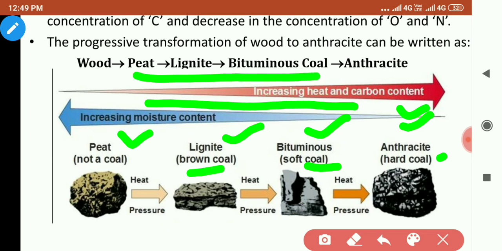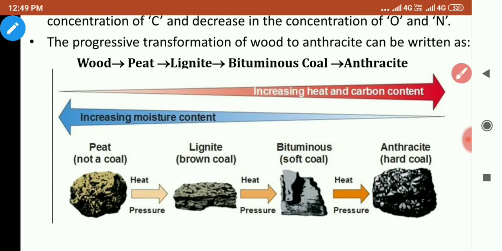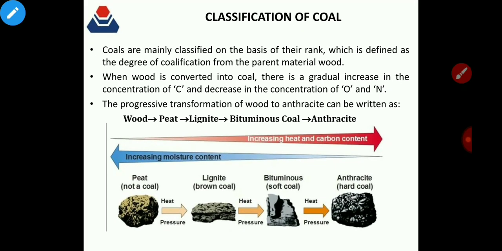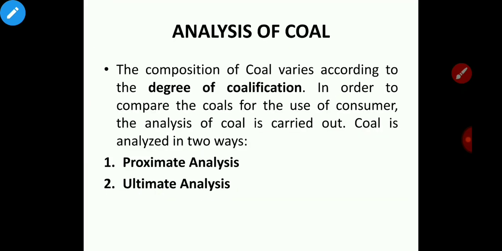So here there is a progressive transformation from wood to peat and then reaching up to anthracite. There is an increase in the content of carbon and a decrease in the content of oxygen and nitrogen. And likewise we can say that there is an increase in the calorific value of a coal. So analysis of coal is another important thing that we have to discuss.